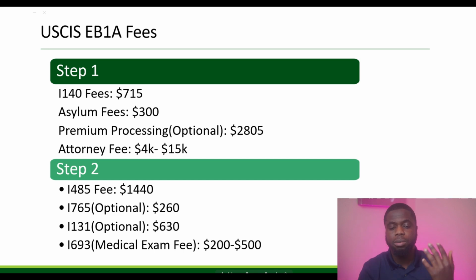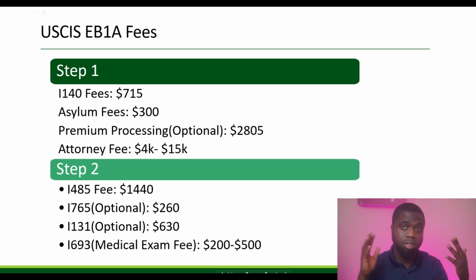Then we have I-131, which is, beg your pardon, the travel documents. Usually when you have submitted your I-485 adjustment of status, you are not supposed to travel outside the United States, because you have expressed an immigration intent by submitting I-485. So by the time you want to enter, they tell you that, oh, you have a temporary visa, you are not supposed to have an immigration intent. So long story short, you need I-131 to travel outside. If you know you are not going to travel outside the United States, you don't need I-131, the travel document. It's optional.